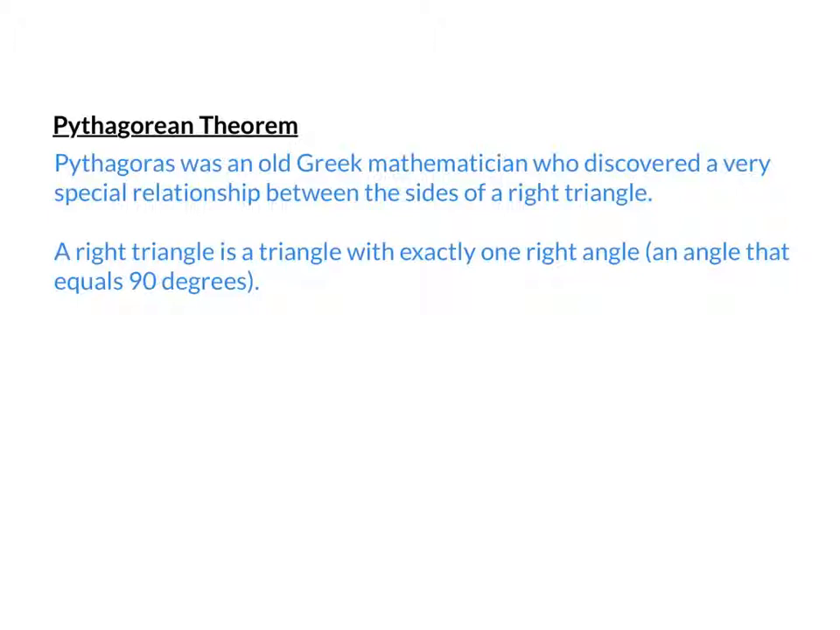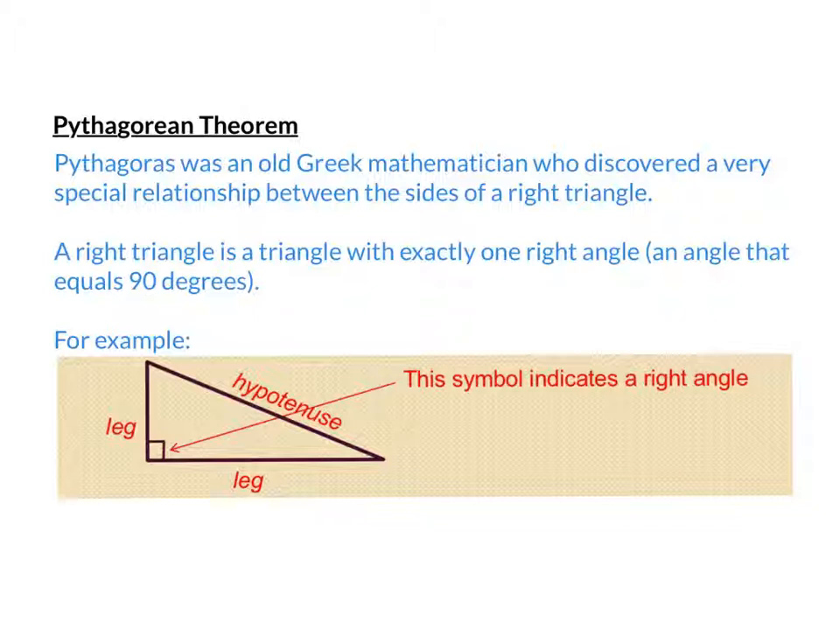Just so we're all speaking the same language, a right triangle is a triangle that has exactly one right angle. A right angle is an angle that equals 90 degrees. Okay? This should not be new to you. An example is something that looks like this.